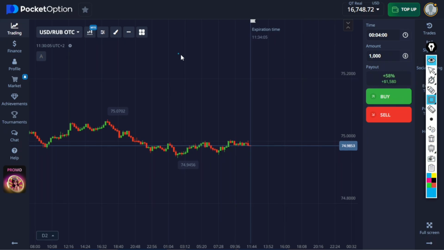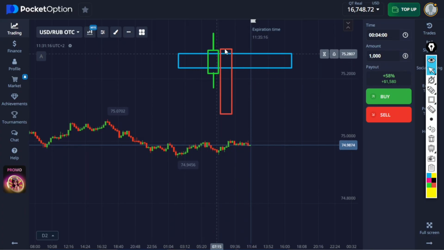So if I go ahead and mark out a resistance zone up here, an imaginary resistance zone, we have a bullish candle here, something like that. And then the following candle that forms is a candle like this. And this right here is a great example of a bearish engulfing candle, okay?